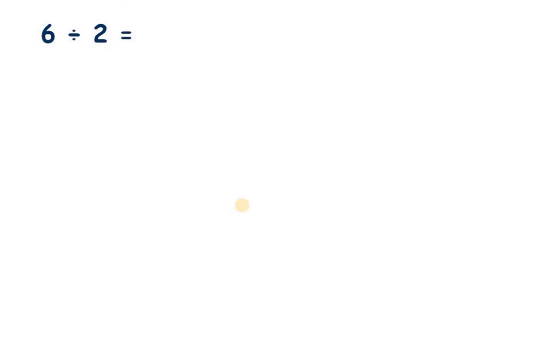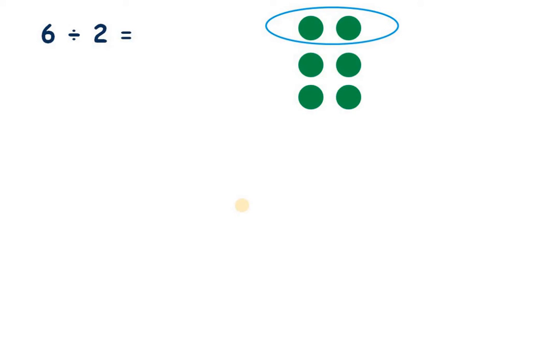Okay, let's have a look at this equation. 6 divided by 2. So how many objects do we have? We have 6 objects. 1, 2, 3, 4, 5, 6 objects, and we need to divide them in groups of 2. Each group will have 2 objects inside it. So this is the first group, and this is the second 2, and this is the third 2. So 6 divided by 2 equals 3. 3 groups of 2.